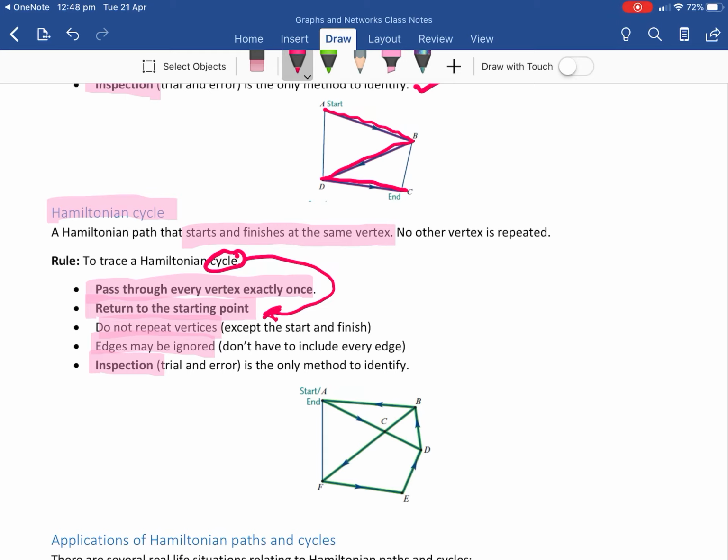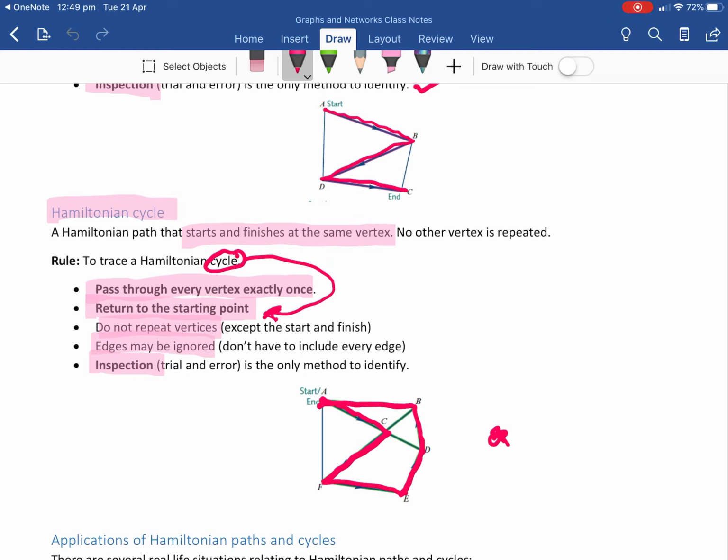So we can tell here, we've got A, B, C, D, E, F, all the vertices here. They have all been touched. Now, you do have to follow all the arrows. So we're starting here at A, and we're going here to C. Then we go to F, E, D, B, A.